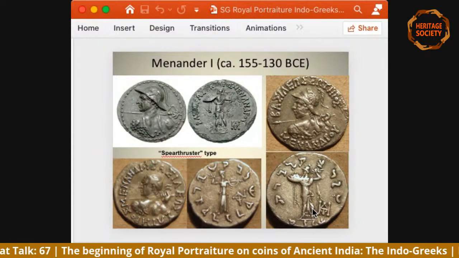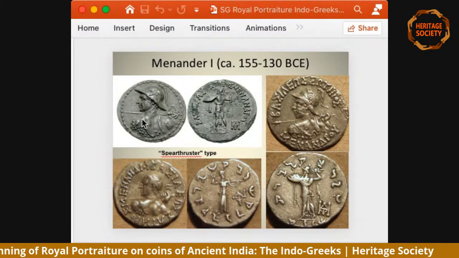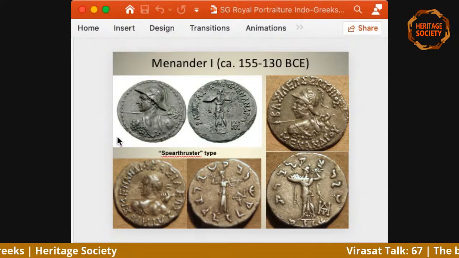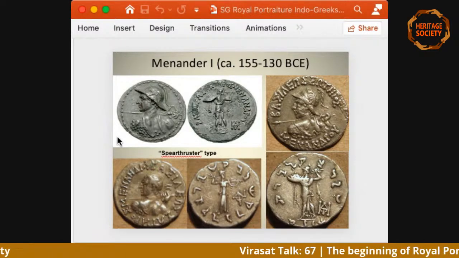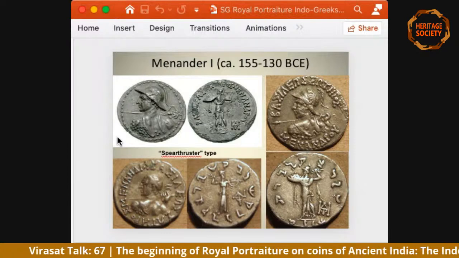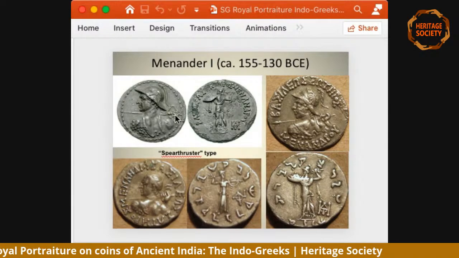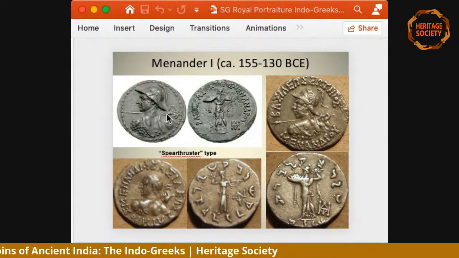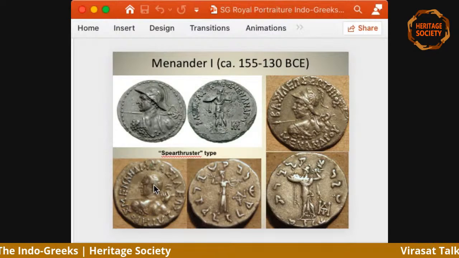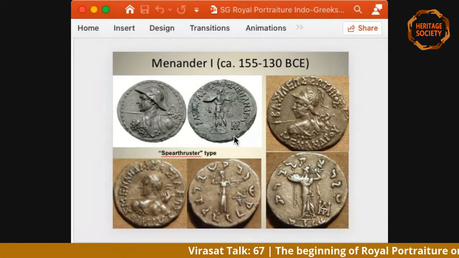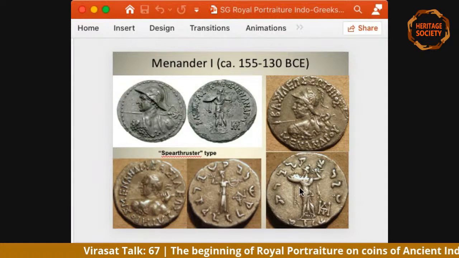And in various other forms, Menander's coins are quite common. So these are what is called the spear thruster type of coin, where his profile is towards the other side, as against the usual facing right. So he's facing the other way, and here he is wearing a helmet, having a spear on his shoulder with a diadem, and the reverse is almost the same, goddess facing left side or the right side.